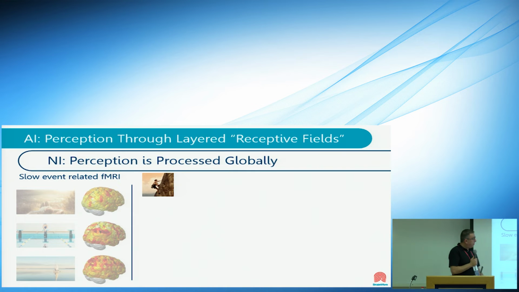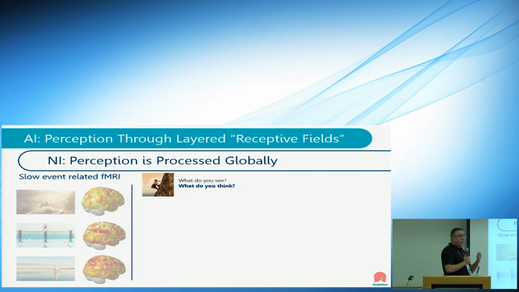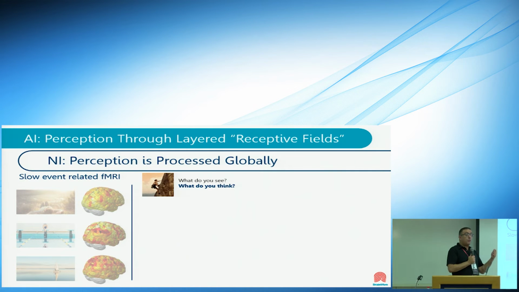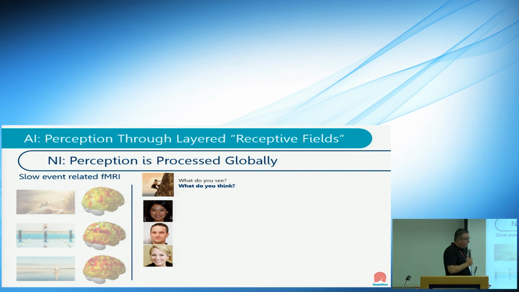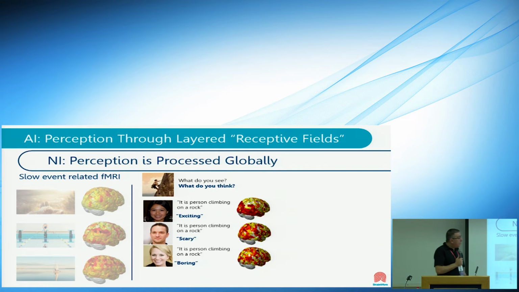Let's take another picture. So here, what we see is a man climbing on a rock. All right. And this would be the answer to the question, what do you see? But another question you may ask, and our brain does this automatically, is what do you think of this image? So we took 3 people and asked them this question. All of them said it's a person climbing on a rock. Of course, this is what's in the image. But what do you think of that?